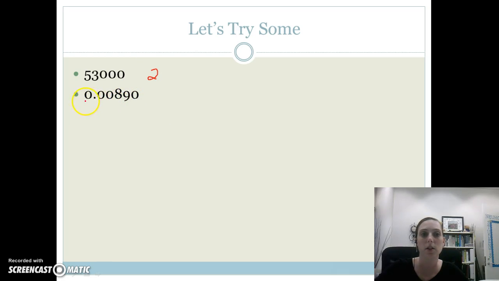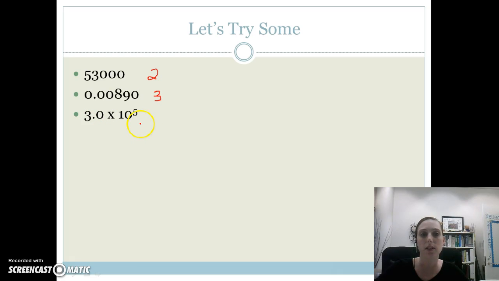Okay, 0.00890. These are considered our placeholders, so I do not start counting. Here's my decimal, but I do not start counting till I reach a digit. So 1, 2, and now I have a 0, but I've had a decimal and a digit, so that means this was part of the measurement. So this is 3 sig figs.